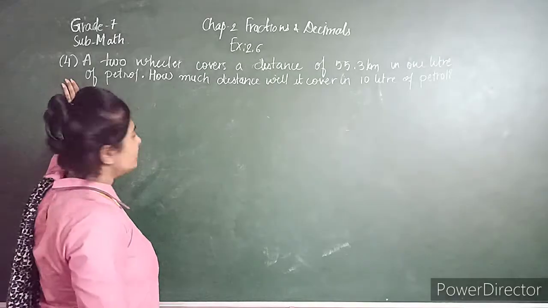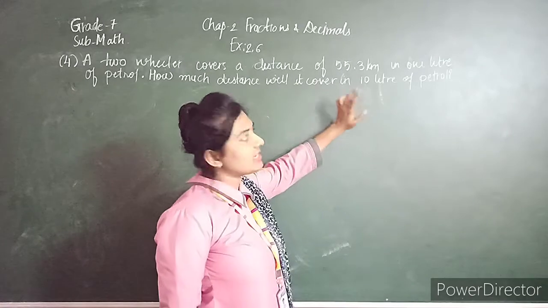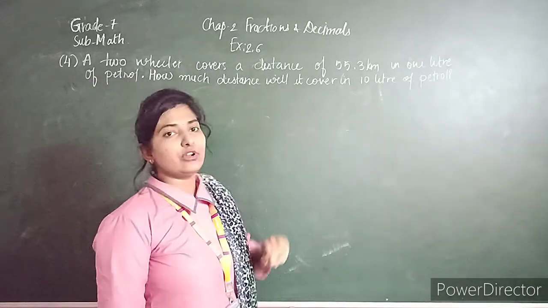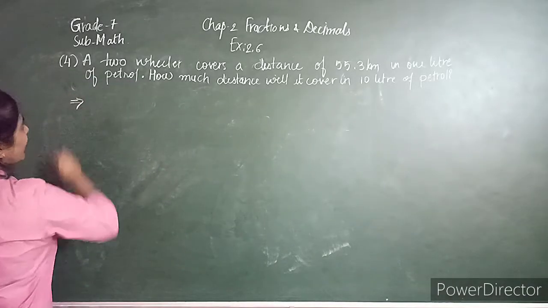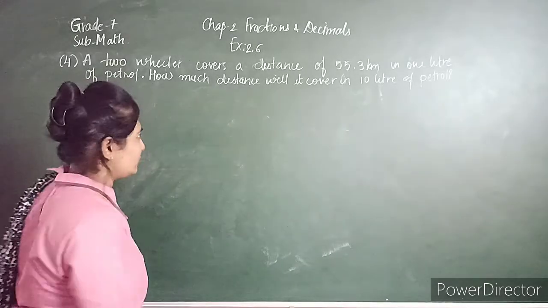15,610. Now number 4. A two-wheeler covers a distance of 55.3 km in 1 liter of petrol. How much distance will it cover in 10 liter of petrol? So we have to find out the distance covered by two-wheeler in 10 liter of petrol.